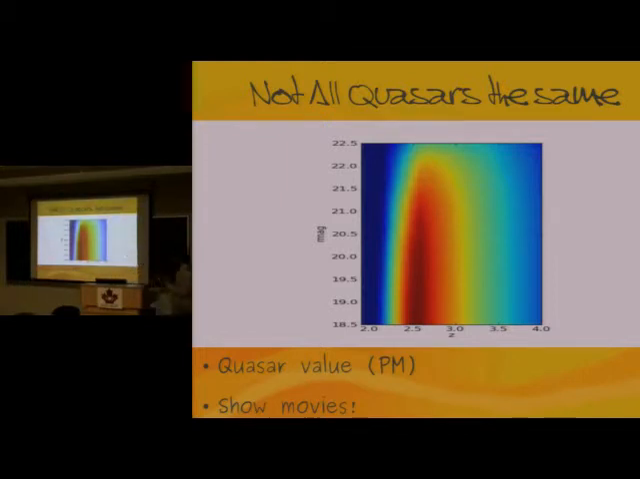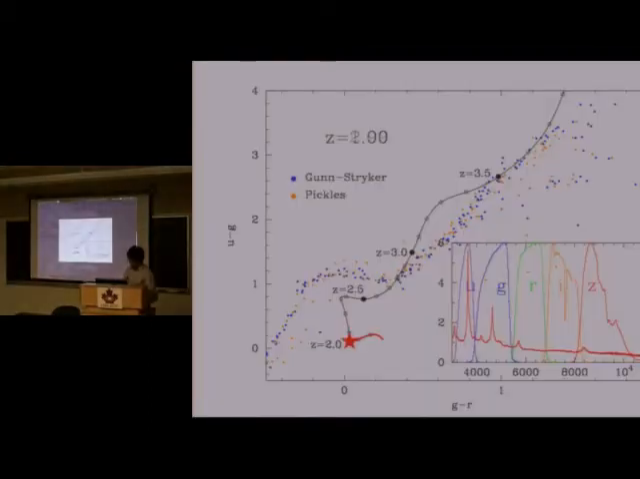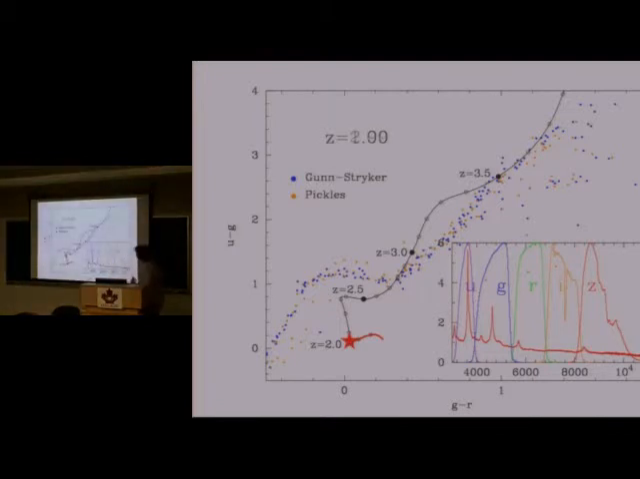Now I'll show you a movie of why this is hard. This is a movie showing one color selection, U minus G versus G minus R. This is the quasar spectrum going through the bands, and this is how it appears on this plot. You see it dances around. But precisely between 2.5 and 3, where you want to select quasars, it goes through the stellar locus, okay? It's unfortunate that it has very similar colors to stars in this region.